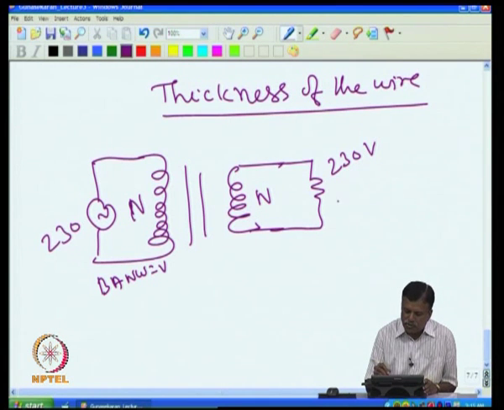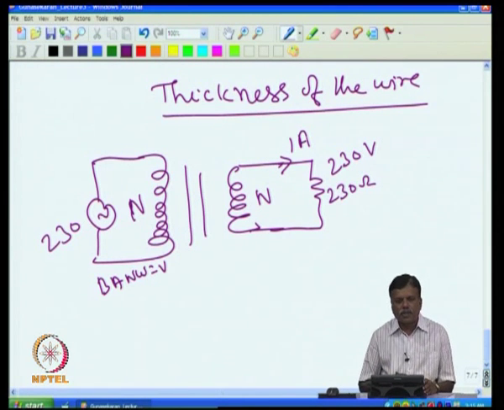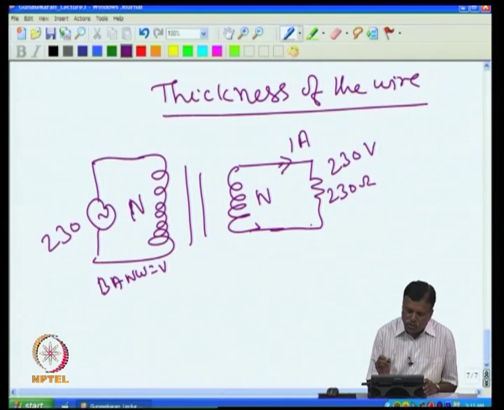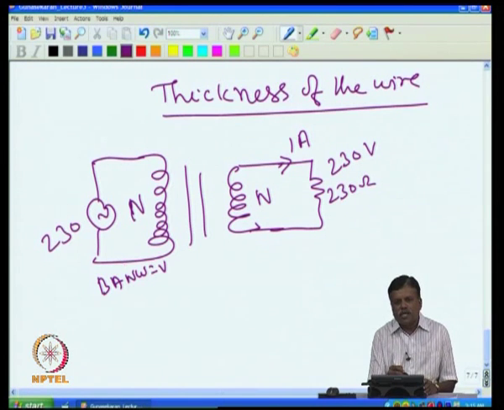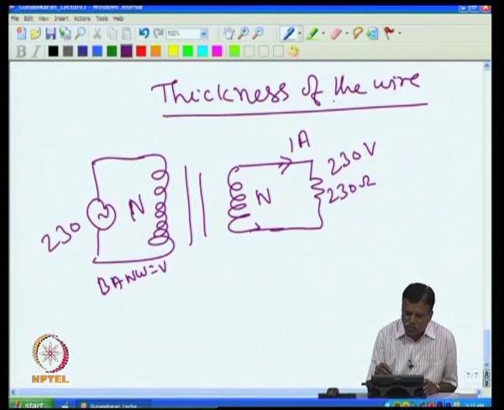Now, for example, if I put here 230 ohms, then I will have 1 ampere current here. Now, secondary current is known. The next question is, what is the primary current? Because depending upon the current only, we have to select the thickness of the wire. That is what we are seeing now.